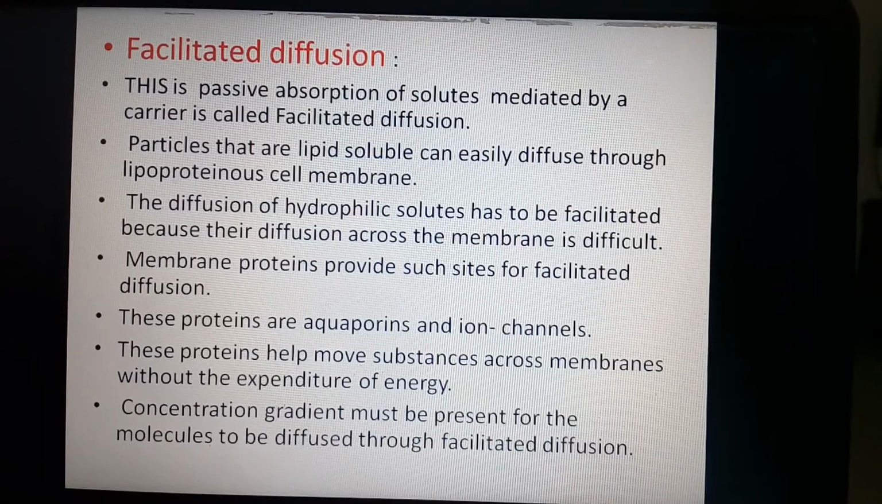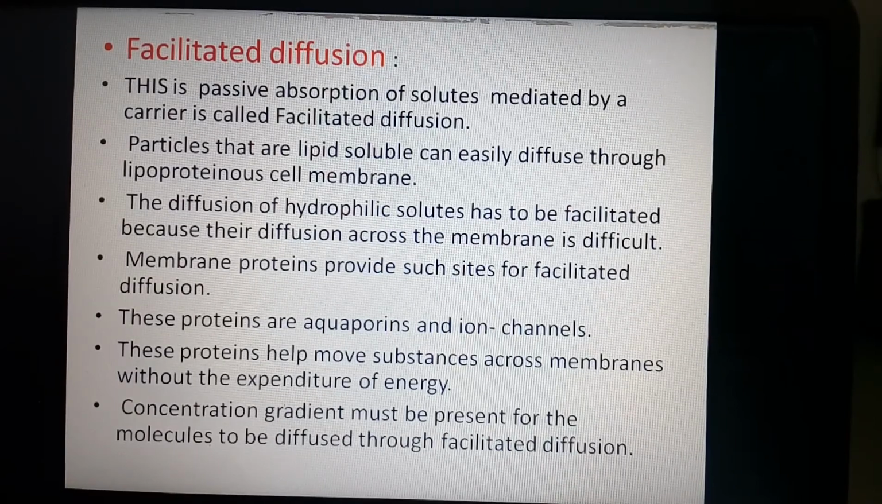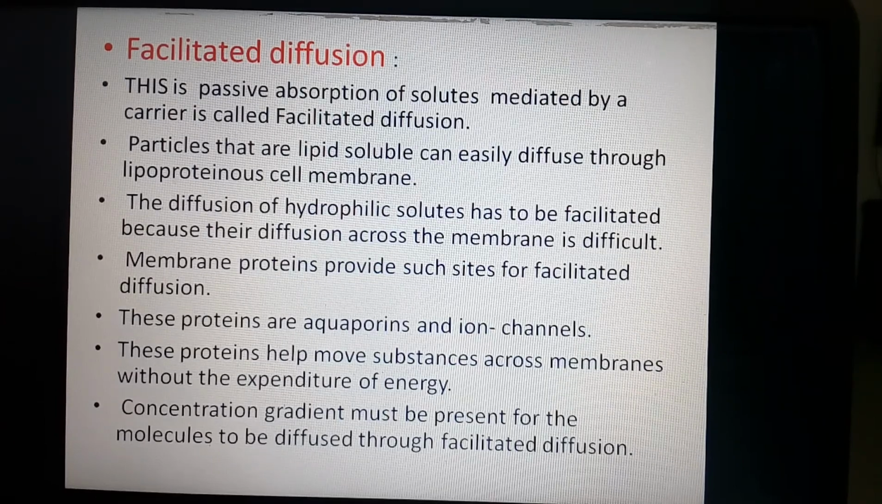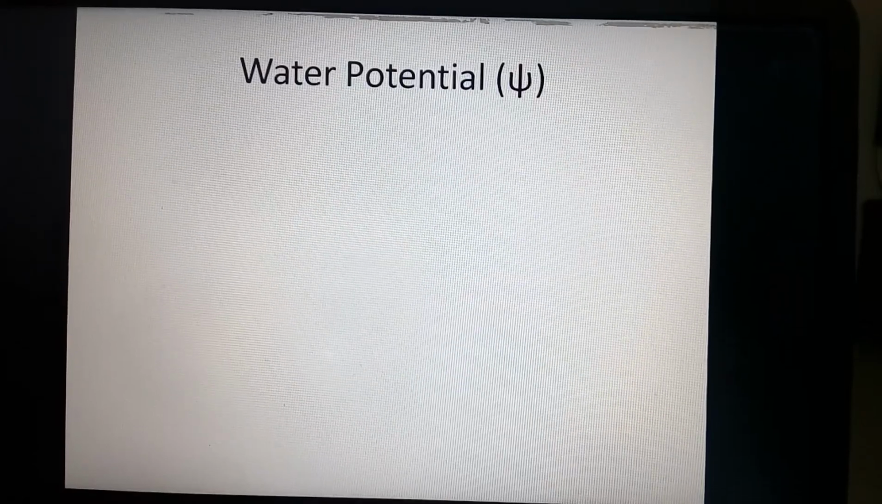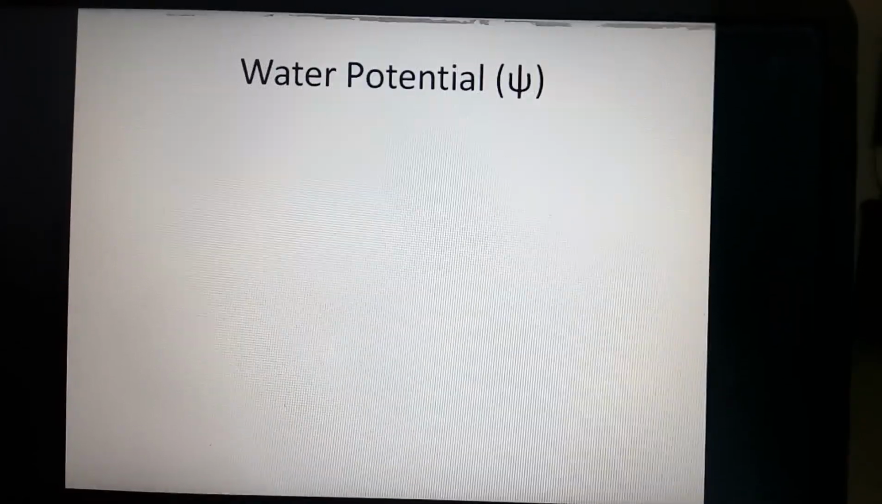The next, a concentration gradient must be present for the molecules to be diffused through facilitated diffusion, from their higher concentration to lower concentration. This is about facilitated diffusion.